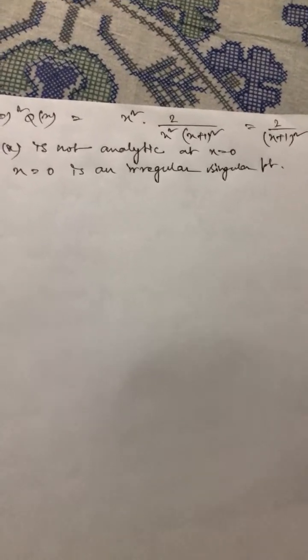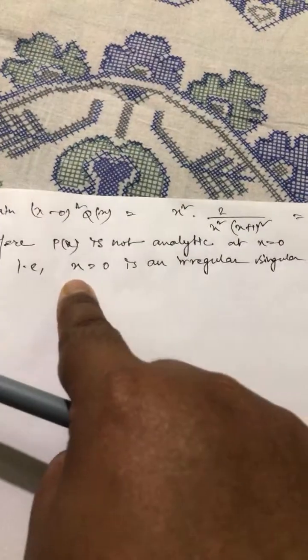If you can justify x minus x naught into px and x minus x naught square into qx, these two things are well defined or analytic at the point x equal to x naught, then the point can be termed a regular singular point. And if it violates any one of these conditions, then it will be an irregular singular point. So here we have obtained x equal to 0 will be an irregular singular point.